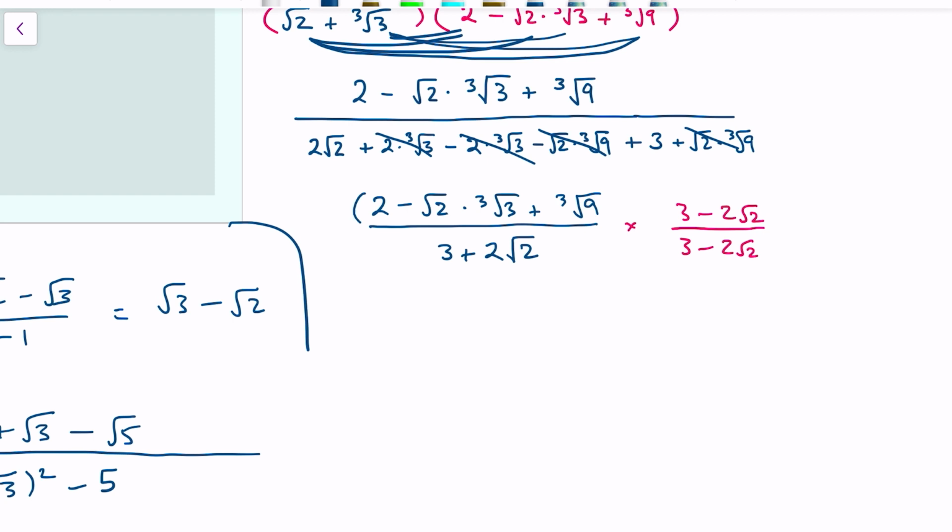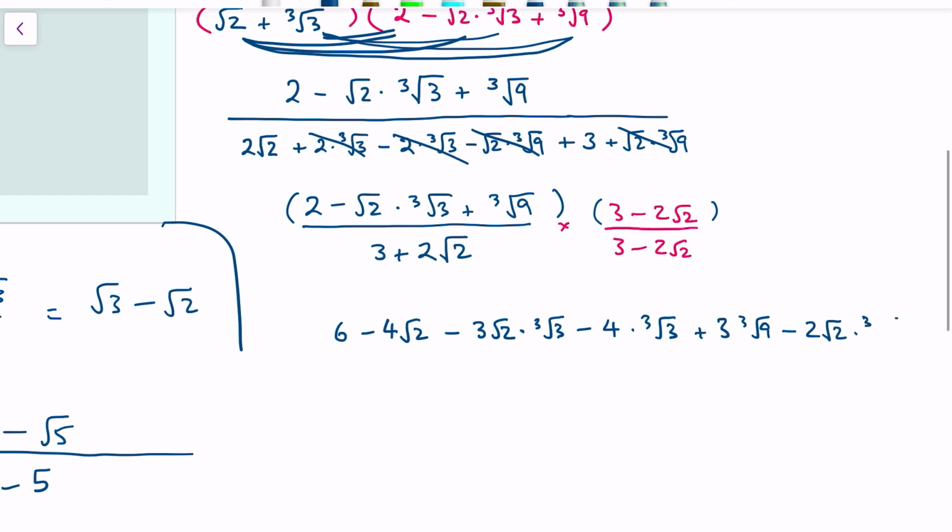Okay, the numerator, 2 times by both the things, 6 minus 4 root 2, and then minus root 2 times the cube root of 3 times 3 is minus 3 root 2 times cube root of 3, and we've also got minus 4 times the cube root of 3, and then the last two terms plus 3 cube root of 9 minus 2 times square root 2 times cube root of 9.